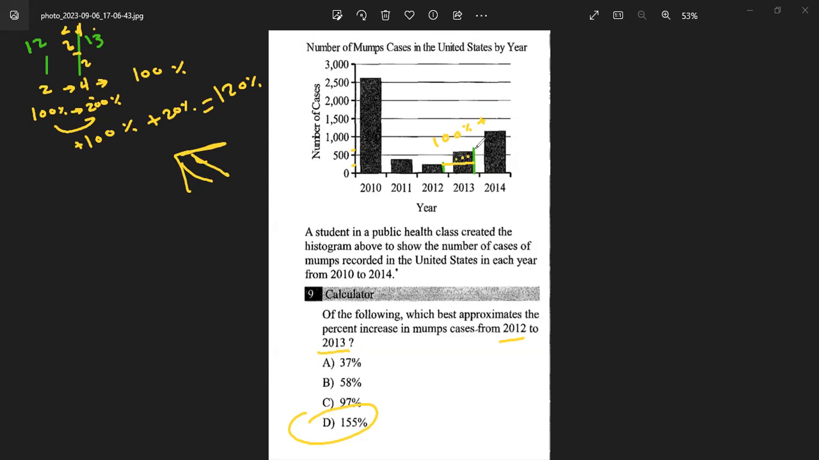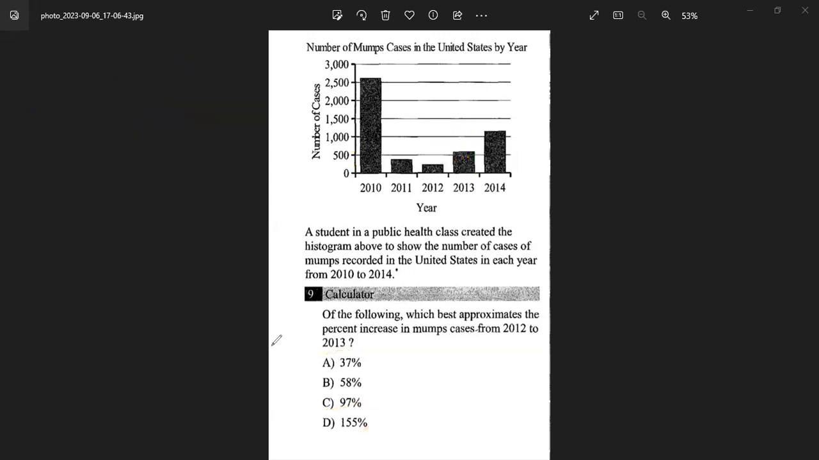I hope it's clear. I will use another way to calculate, but please, in the exam, don't use a calculator for this kind of problem. If you have unclear data, we have to estimate the numbers. He mentioned here, by the way, approximates. What does approximate mean? The nearest value, not the exact value. So we have to estimate the numbers here.